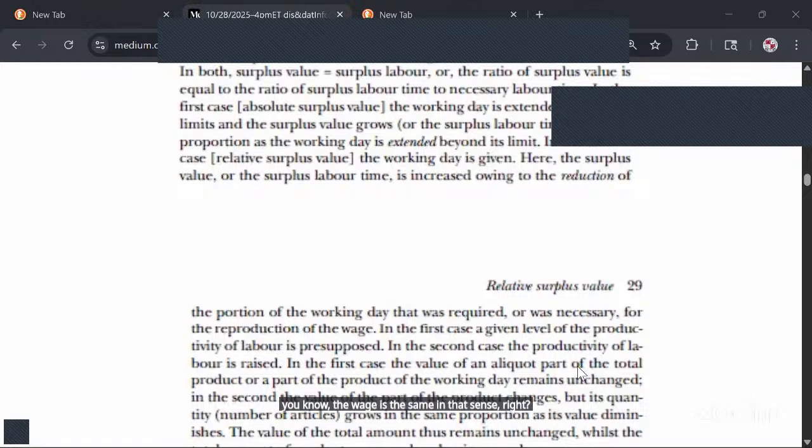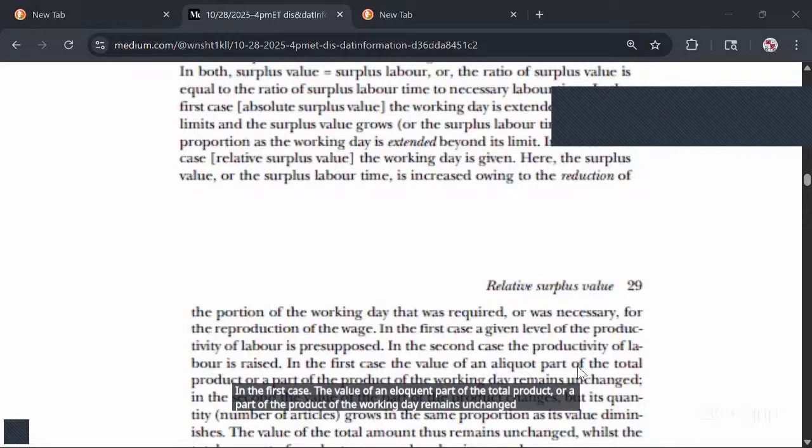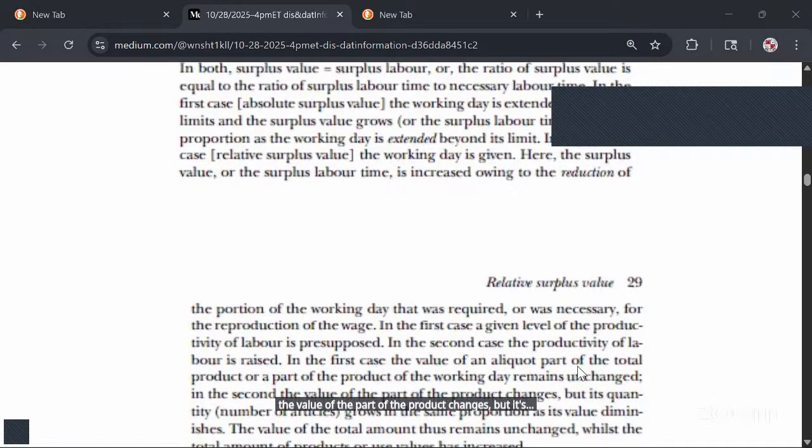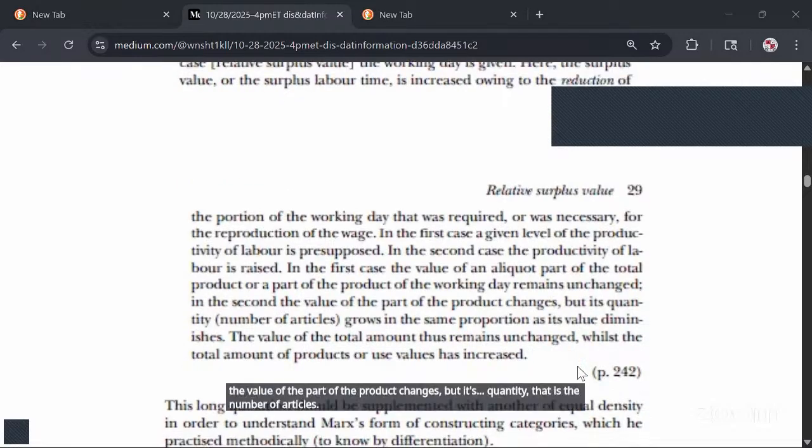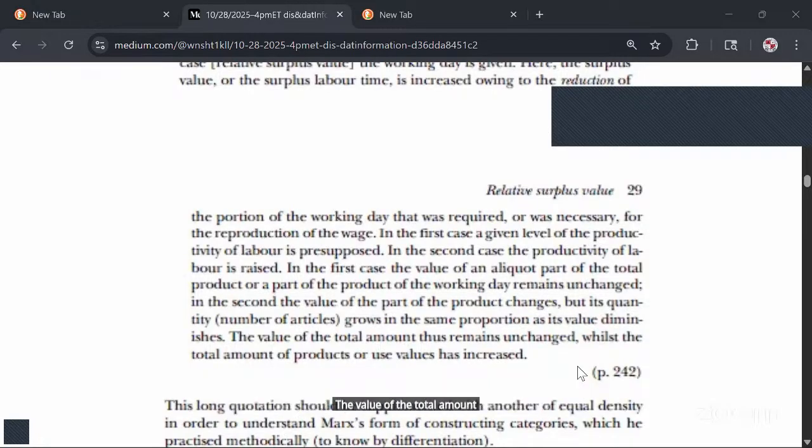In the first case, a given level of the productivity of labor is presupposed. In the second case, the productivity of labor is raised. In the first case, the value of an aliquot part of the total product, or a part of the product of the working day, remains unchanged. In the second, the value of the part of the product changes, but its quantity, that is the number of articles, grows in the same proportion as its value diminishes, right? In other words, you speed up work. The value of the total amount thus remains unchanged, whilst the total amount of products or use values has increased.